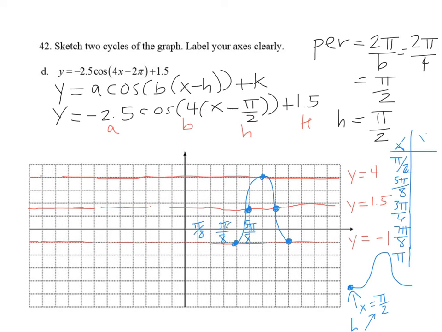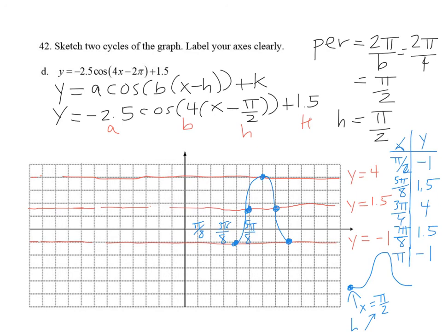The y values, I can just read right off of my graph. They're the things that I wrote in red. At pi over 2, it hit the minimum, which is at negative 1. Then it went to the middle at 1.5, then the maximum at 4, back down to the middle, and then back down to the minimum at negative 1. So there's a table of the 5 key points.